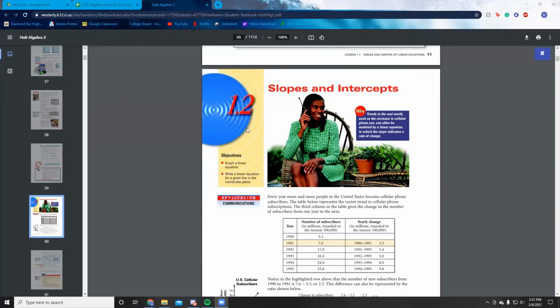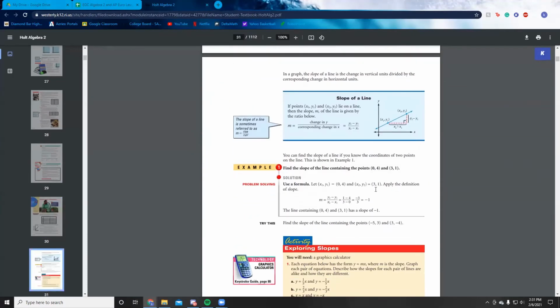But now for 1.2, we're going to be looking at slopes and intercepts, which is the title of this section. And I mentioned it before. For slope, it's m equals rise over run, right? And if they give you a table and you don't know what your slope is, then you have y2 minus y1 over x2 minus x1. I highlighted right here, that is the equation to use to find the slope.